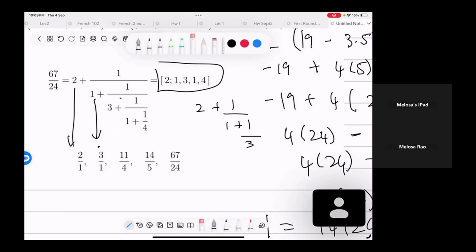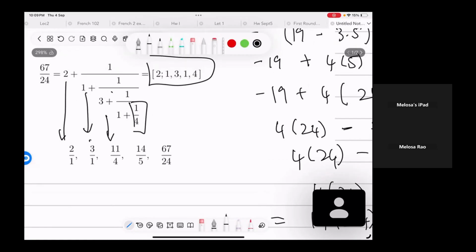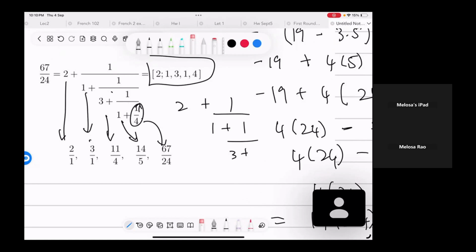So that would give us 4 over 3, right? So this is just 2 plus 3 over 4, and that's just 11 over 4. So this is how we got the next one. And then similar to that, we decide to ignore this 1 over 4, and then it's 2 plus 1 over 1 plus 1 over 3 plus 1 over 1. This is something they do, and we get 14 over 5. And then when we consider this 1 over 4, we get 67 over 24.